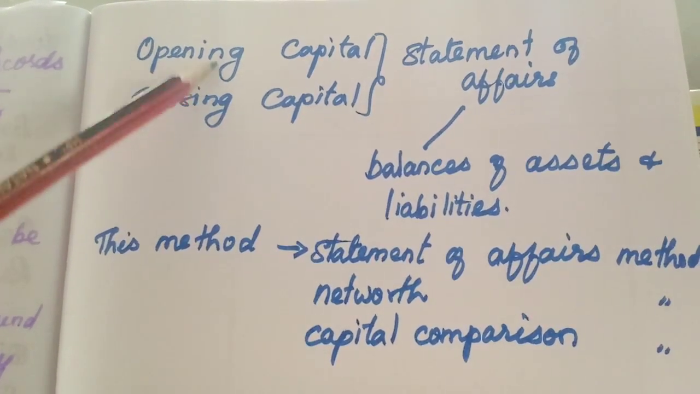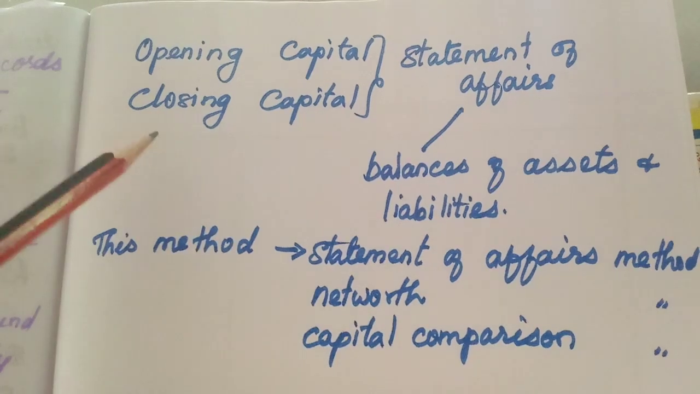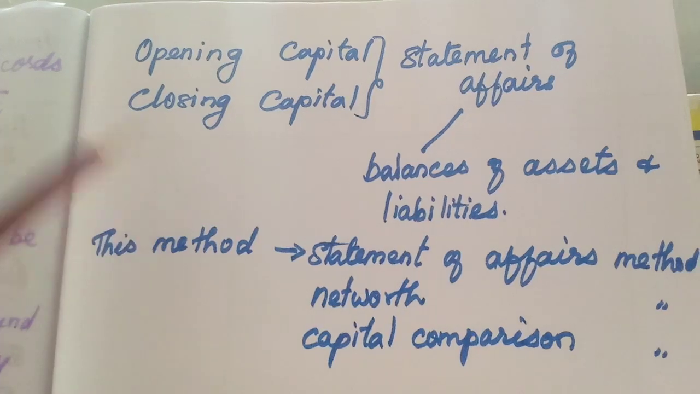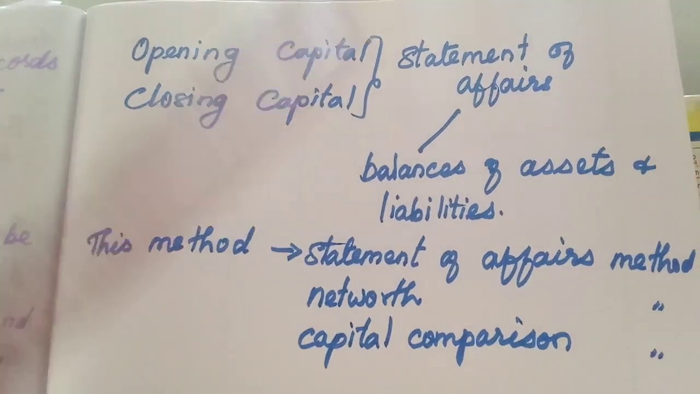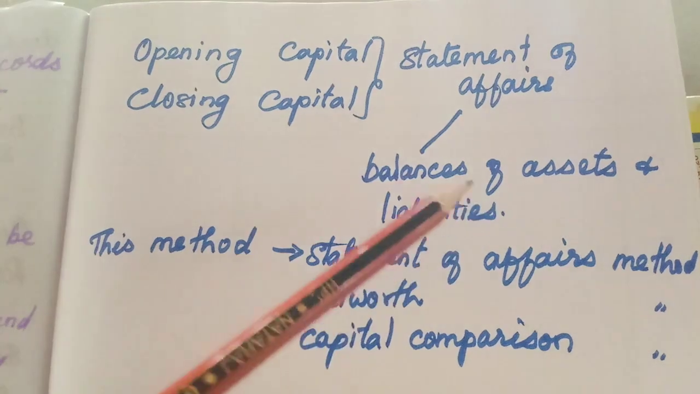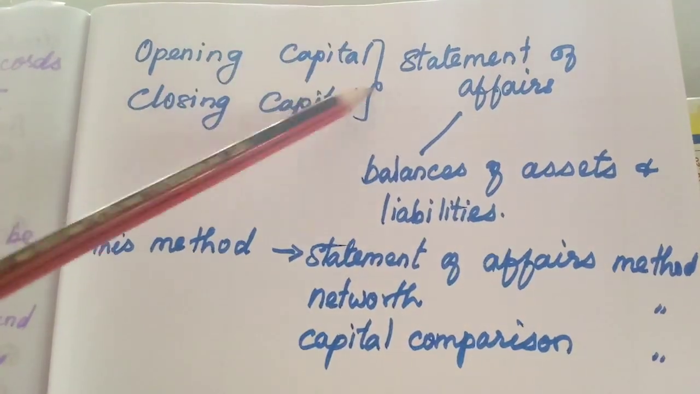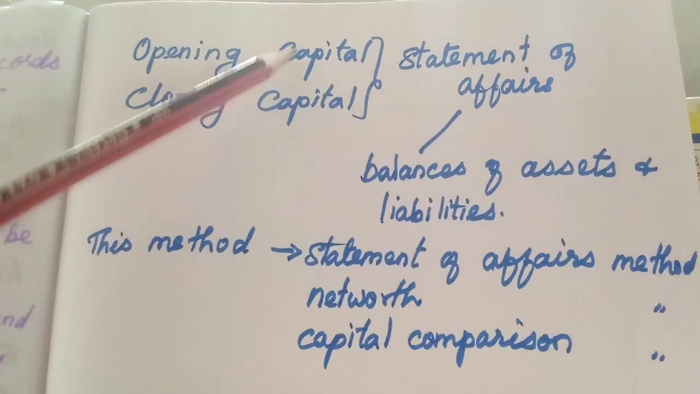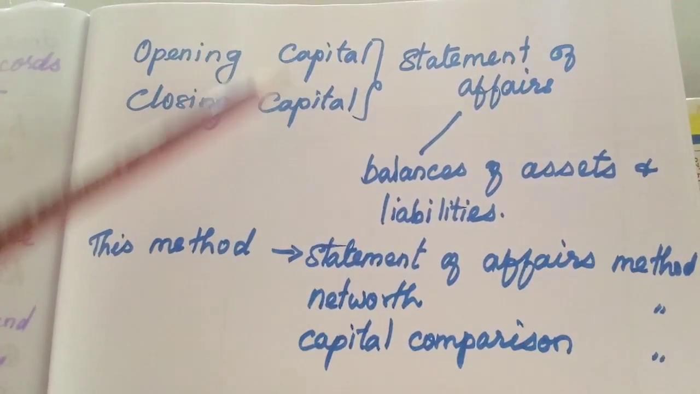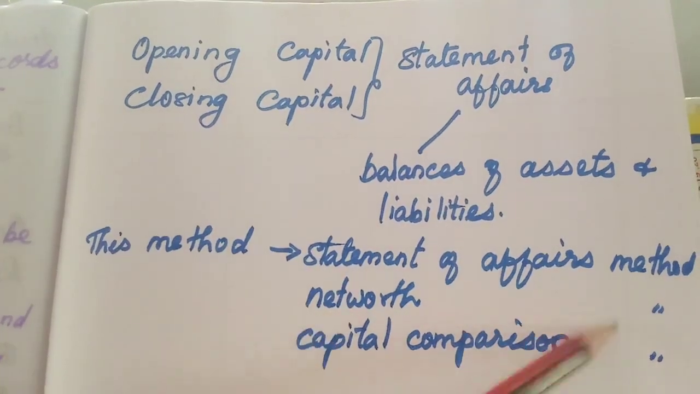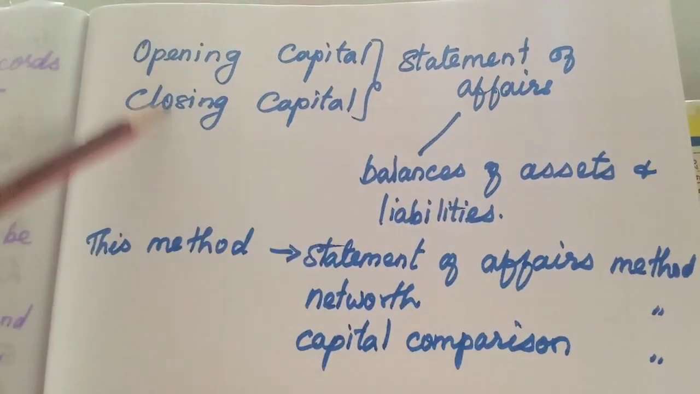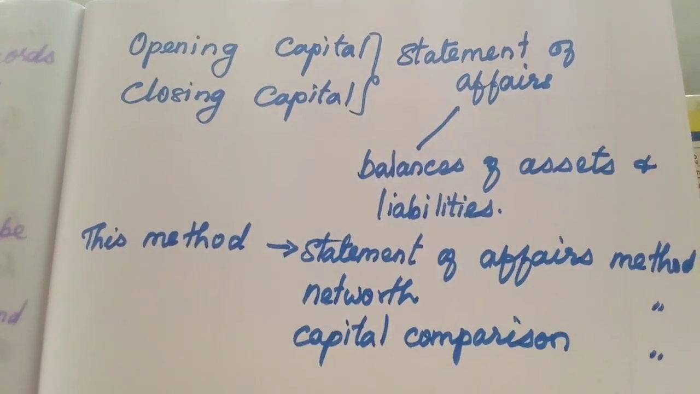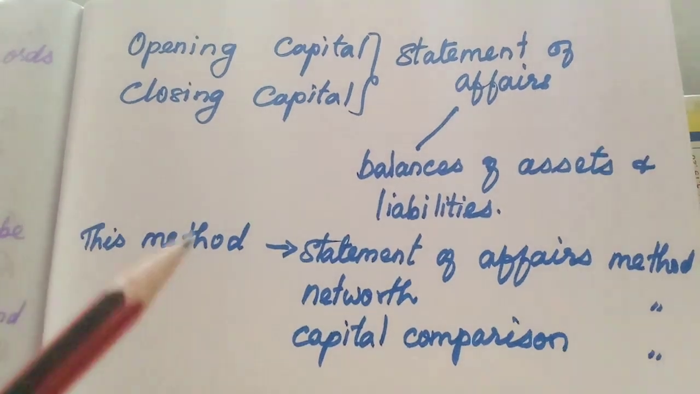Once we know these two, they may provide the drawings and additional capital. Then we can prepare the statement of profit. So this method is also called the statement of affairs method. This capital is called the net worth of the business. Since we take this capital as the base item, it is also called the net worth method. And since we compare the closing capital and opening capital, it is also called the capital comparison method.